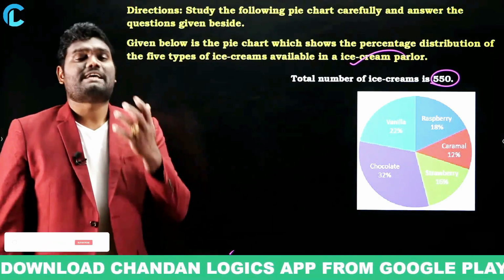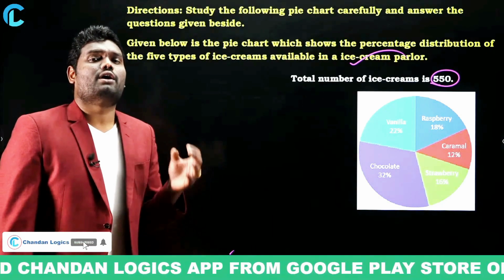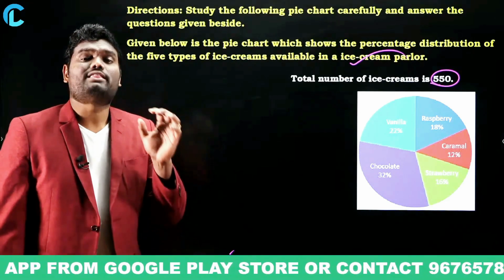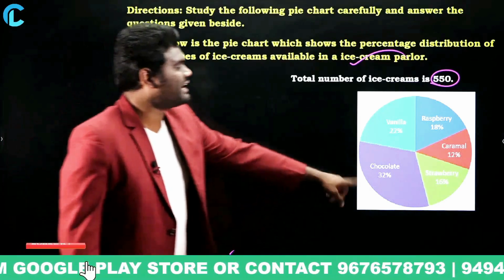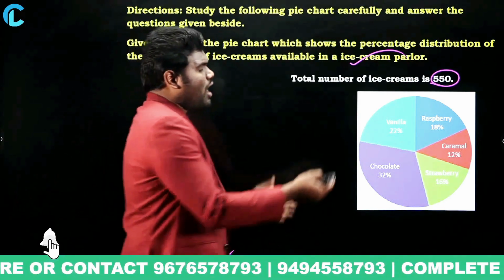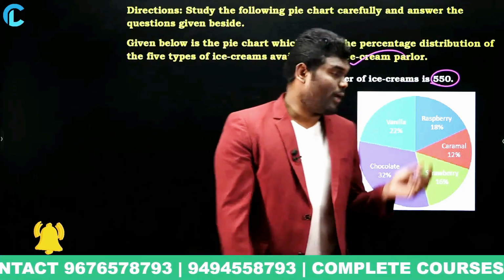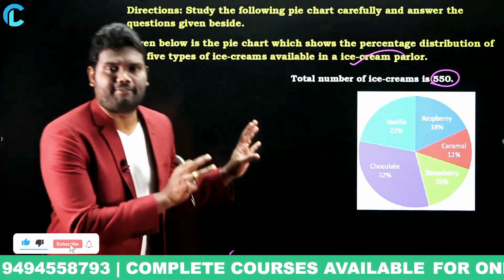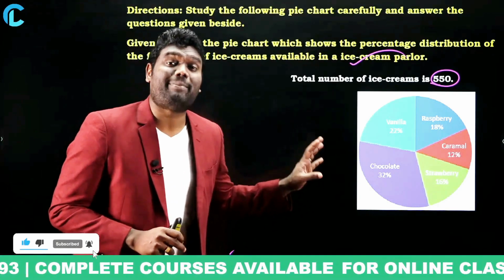Now if someone asks us how many ice creams are there out of the total 550 with chocolate flavor, then you have to say 32% of 550. If someone asks about vanilla flavor, how many are there? Then what will you say? 22% of 550. Now this is the graph, and don't forget, this is a pie graph.